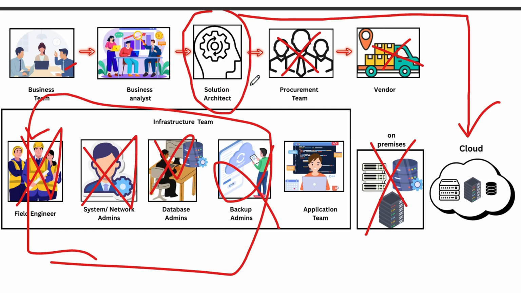Simply, the solution architect gives whatever the application should be. That application will be developed by the application team, and that application team is going to deploy the application on top of the cloud resources. So now the application will be hosted to the end users. This is the difference between before the cloud and after the cloud. Before the cloud, you have all the teams: procurement team, vendor team, field engineer, and so on. But now no need. You only need the business team, business analyst, solution architect, application team, and cloud. That is enough. Hope you understand.